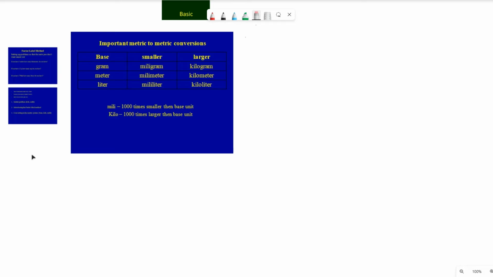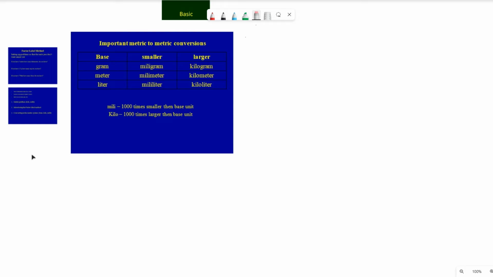So that's why we're going to focus today on doing some conversions from the base units using milli and kilo prefixes. Then in the next video we'll take a look at all of the other prefixes, once we're comfortable with the basic conversions and how to use the factor label method, and do some of the more potentially challenging conversions within the metric system.